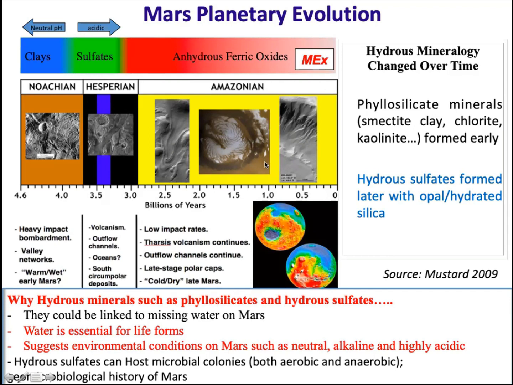Now, why are these hydrous minerals important in the case of Mars? So we have phyllosilicate, we have hydrous sulfate. The important aspect is that they could be linked to the missing water on Mars.